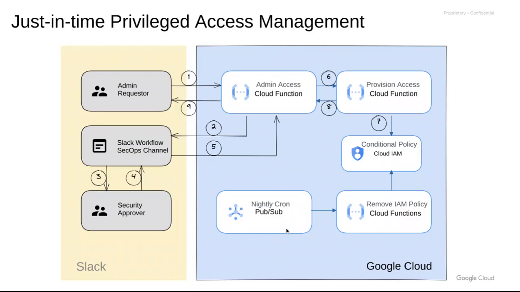Just in terms of a follow-up, I wish to implement another set of functions, which is a remove IAM policy, which can just do a cleanup job at the end of every night. So this could be a cron job that is triggered by PubSub. It would trigger a remove IAM policy, and it would trigger a cleanup of all of such accesses that would have been granted and that would have expired at the end of the day.